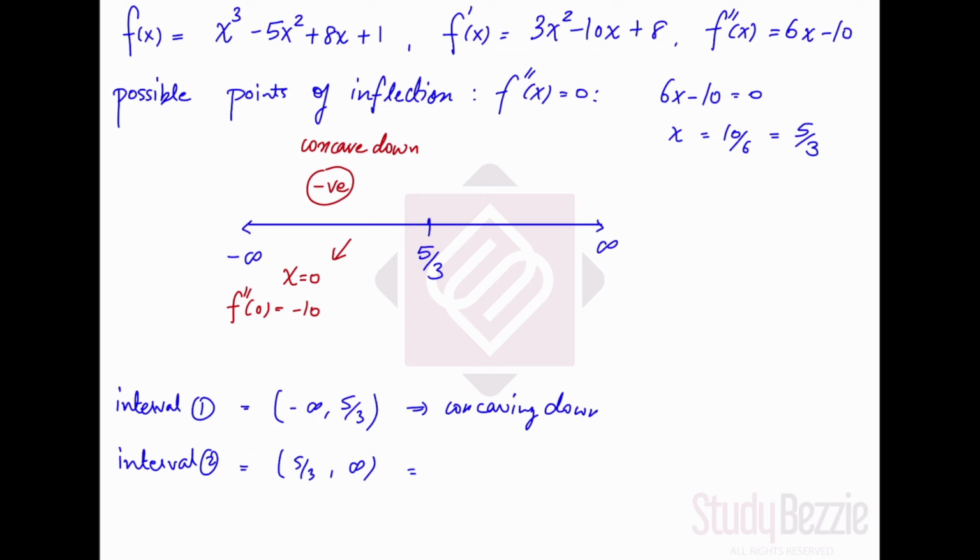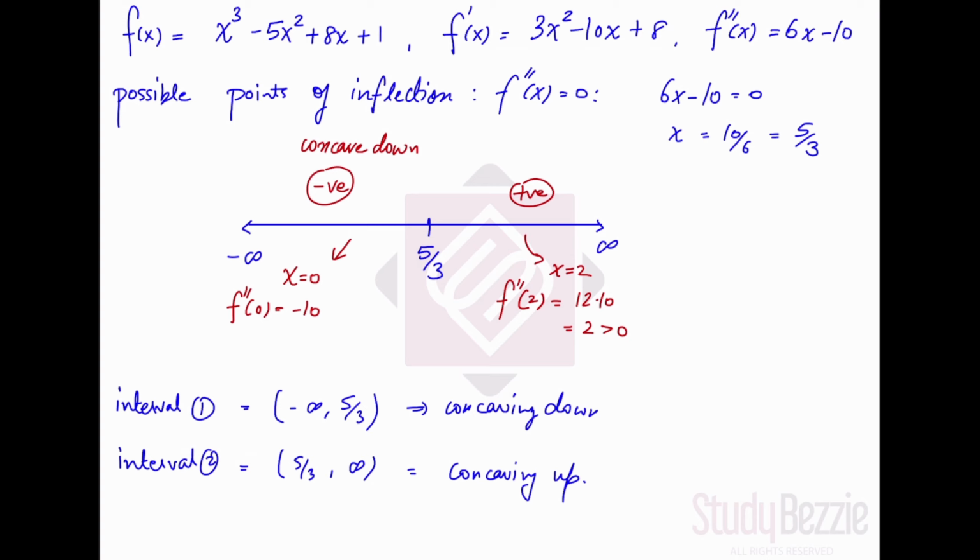Very easy. Now moving on to the next part, and we're going to pick a random value of x here. 5/3 is definitely bigger than 1, but smaller than 2. So what I'm going to do is pick a value x equals 2. And if you evaluate the behavior of your second derivative at 2, what you're going to get is 12 minus 10, which is 2. Now, since that is positive, we can say the function is concaving up in that interval.